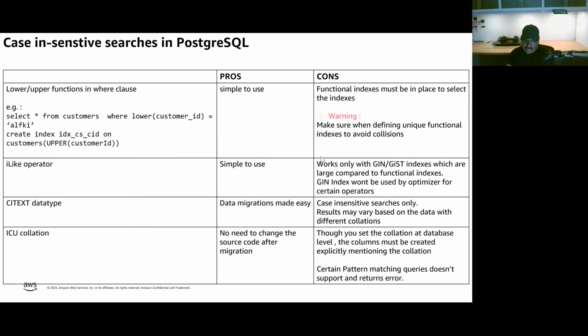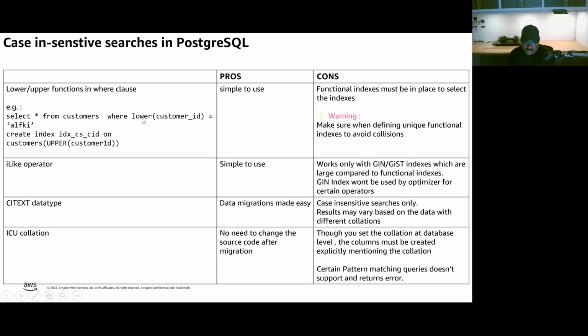So how to achieve case insensitivity in Postgres? There are four methods available in Postgres to achieve case insensitivity, but each has its own pros and cons. The most common method is using lower or upper functions in the where clause. If you use the lower function with the column name and pass any key value, then you can achieve case insensitivity.